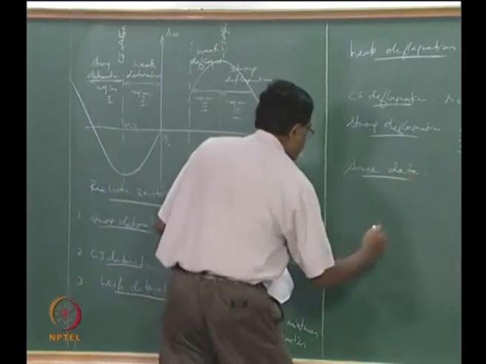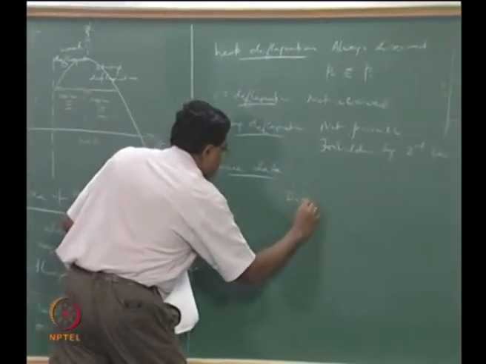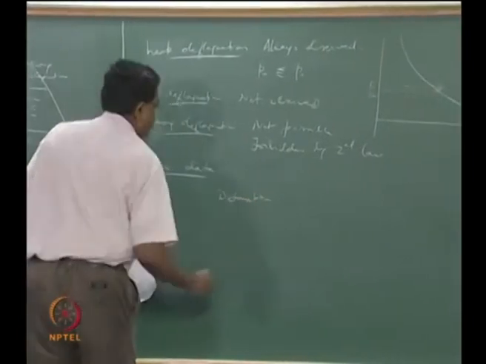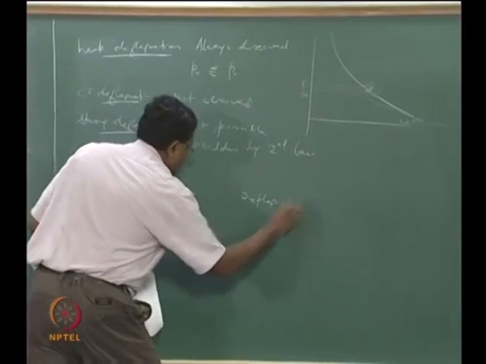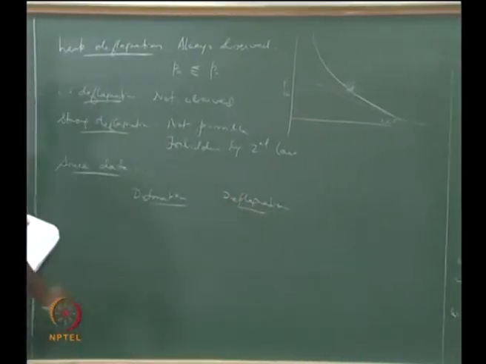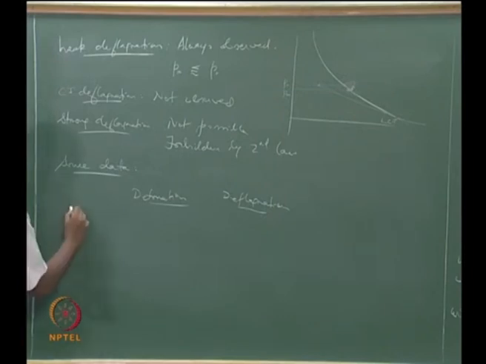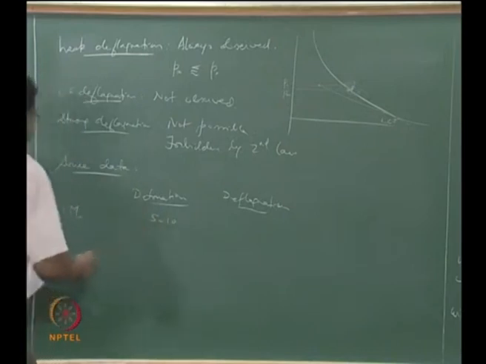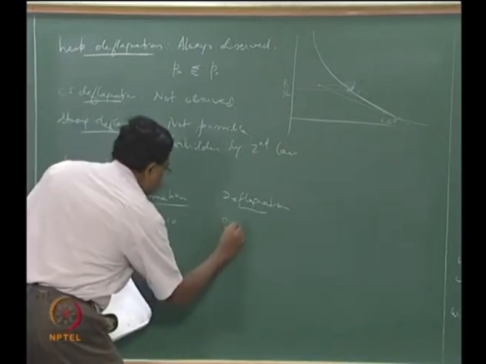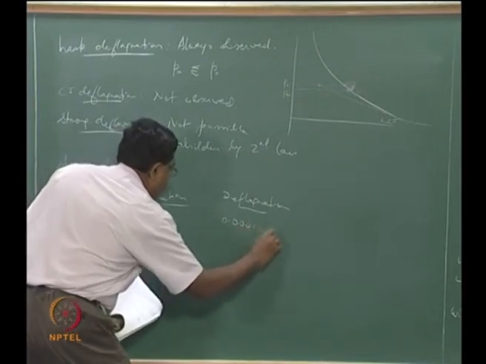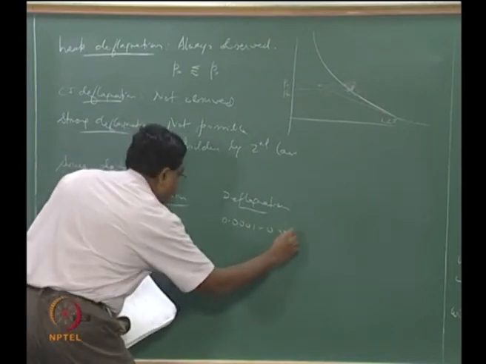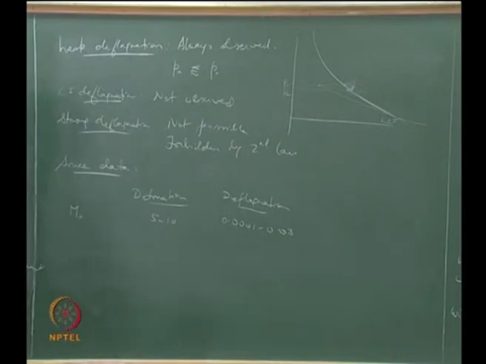So if you now look at detonation on the one hand, deflagration on the other hand, what are our M naughts? It is of the order of about 5 to 10. Here it is of the order of about 0.0001 to about 0.03. There are about 2 orders of magnitude variation, but they are very, very small.